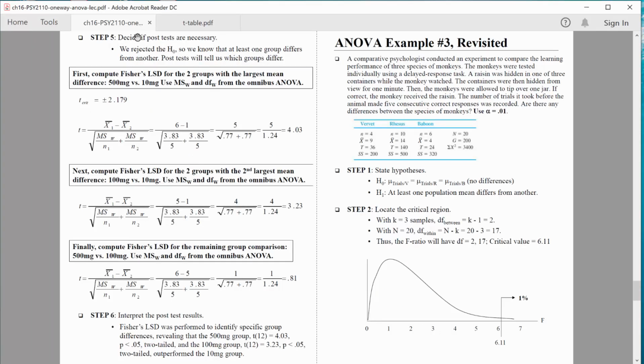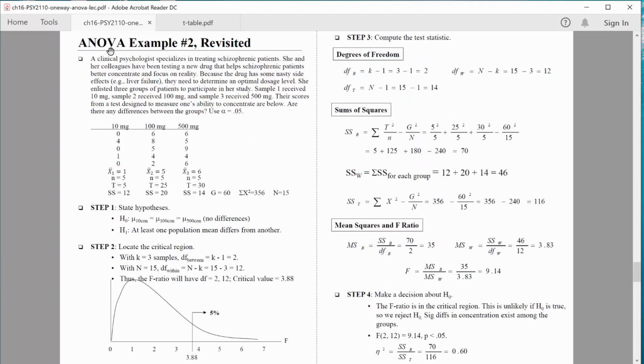We need to determine if post-tests are necessary. Yes, they're necessary. Anytime we do an overall omnibus ANOVA and we have 3 groups or more, if we find statistically significant differences exist, now we need to do the post-test to figure out where those differences are.